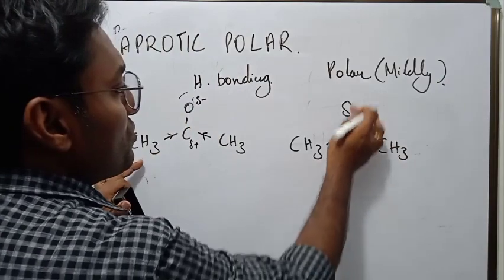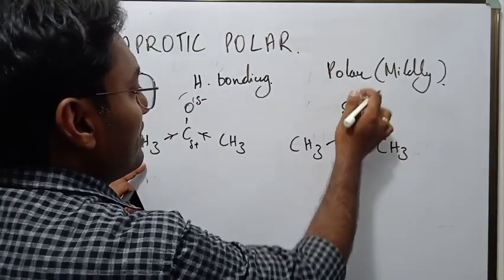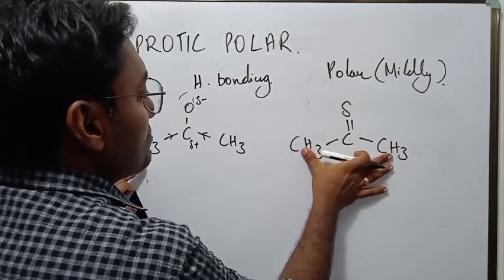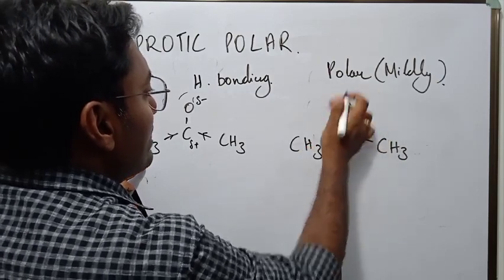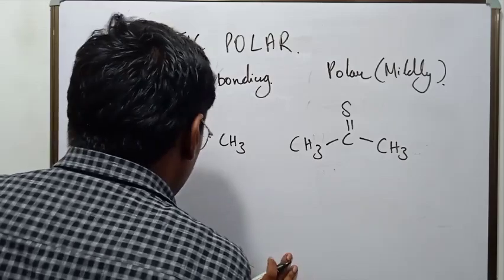Right? It is also having this negative sign, but the positive sign is reduced by the two alkyl groups. They pump their electrons, reducing the intensity. Here also the negative end plays a big role.